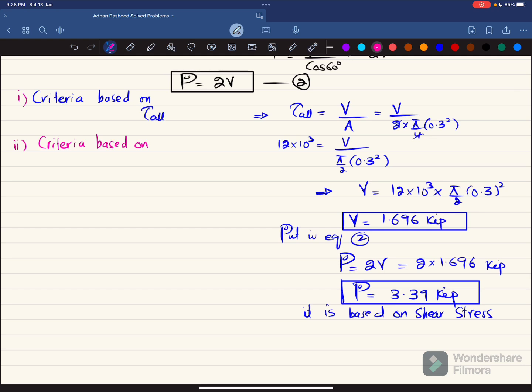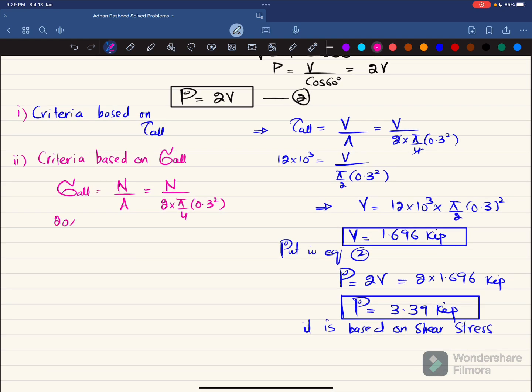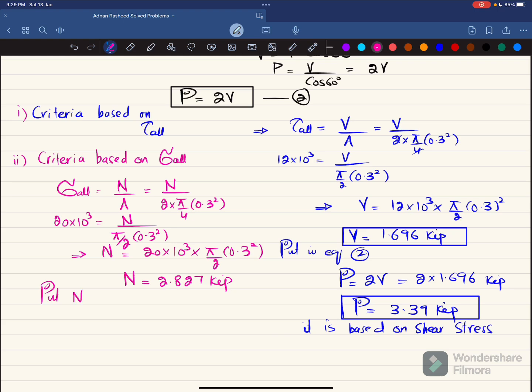Now we will use the second criterion, based on allowable normal stress, and we know that allowable normal stress is equal to normal force divided by area. Since there are two bolts, I will write N divided by 2 multiplied by pi by 4. Diameter of bolt is given as 0.3, so 0.3 squared, and allowable normal stress is given as 20 ksi. So 20 into 10 to the power 3 is equal to N divided by pi by 2, 0.3 squared. So you will get N is equal to 20 into 10 to the power 3 multiplied by pi by 2 into 0.3 squared, and you will get N equal to 2.827 kip.